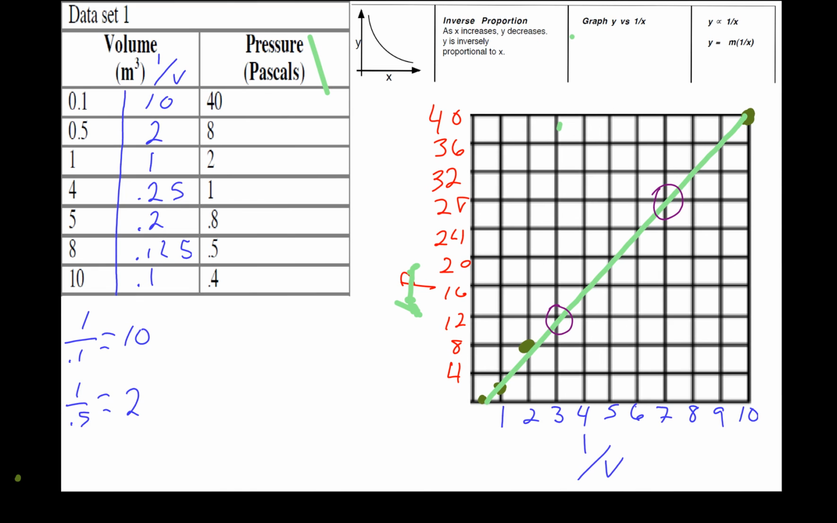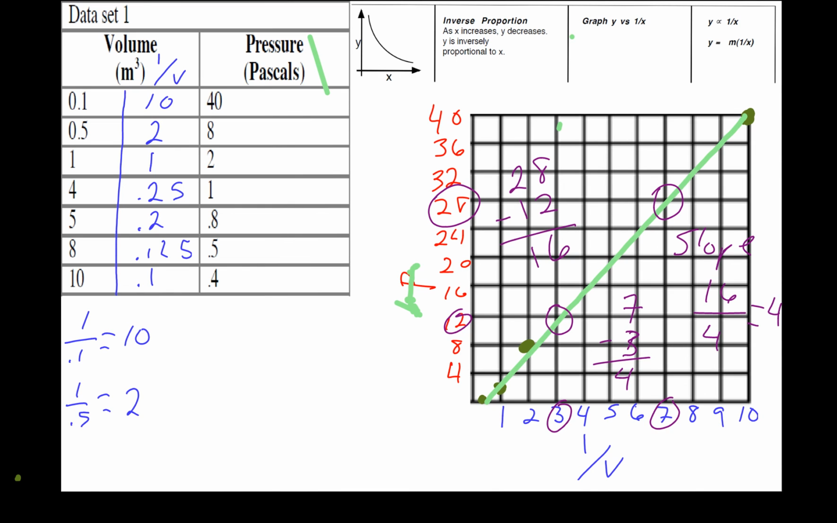So our rise is going to go from 12 on up to 28. So 28 minus 12 gives us a rise of 16. Then we're going to find our run. Our run is going to go from 3 all the way up to 7. And we're going to take 7 minus 3, and that gives us a run of 4. So our slope ends up being 16 divided by 4, which gives you 4.